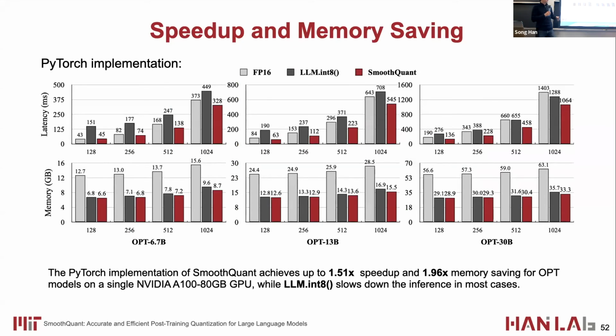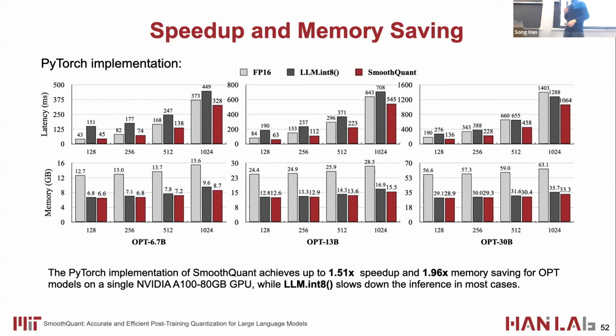All right, so this is the PyTorch implementation for different sizes of the models. We implement all the way up to 30 billion parameter models, so that we can deal with a single GPU. Here we can measure the speed across 3 different frameworks: the original baseline, LLM.int8(), versus our method.